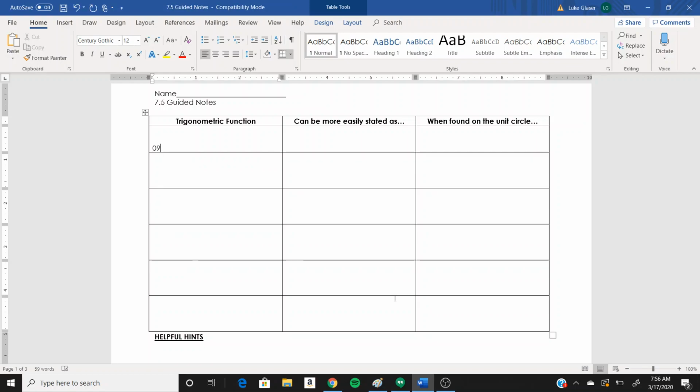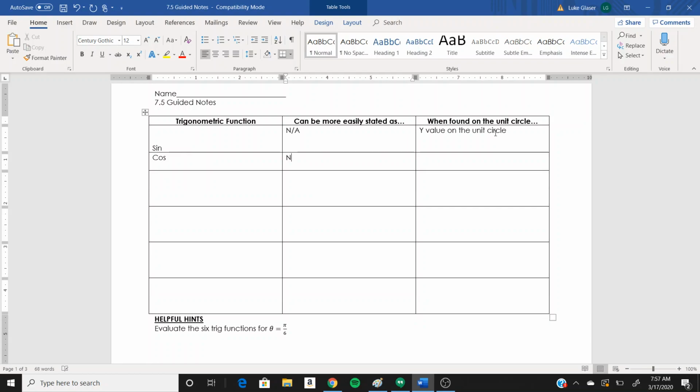So we've got sine. It can be more easily stated, but we're not going to worry about that for this one. That will come in later. But when found on the unit circle, instead of having to evaluate opposite over hypotenuse every time, it's just the y value on the unit circle. Same with cosine. It can be more easily stated, and we will do that later. But cosine is the x value of any point on the unit circle.